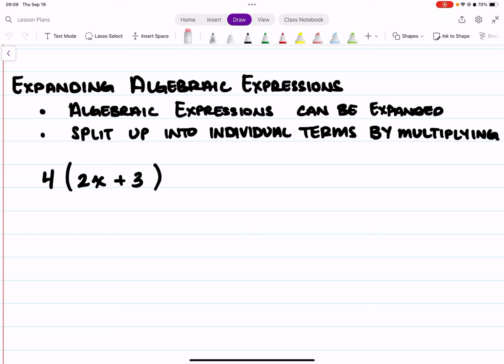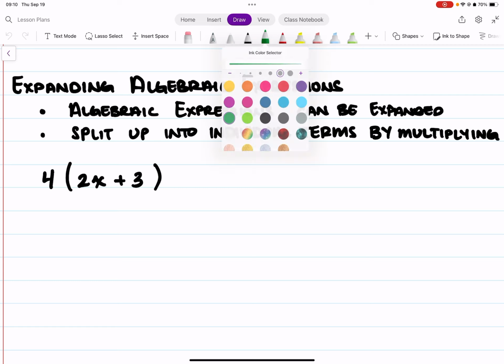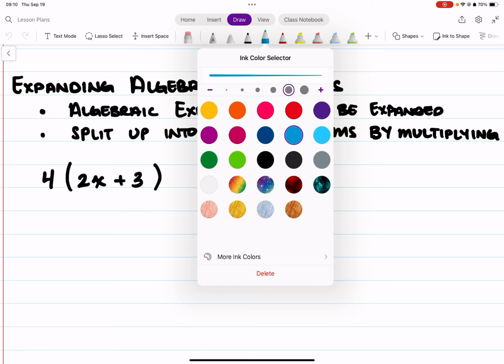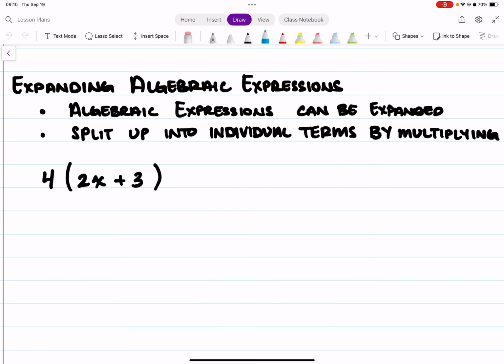All right, so when it comes to expanding algebraic expressions, first of all, we do want to emphasize that these algebraic expressions can be expanded. In other words, we could stretch it out. And how do we stretch it out? Well, we split them up into individual terms done by multiplication. So I'm going to show you how to do it first, and I'll briefly mention why we will do it after. I'll use another color here. Let's use the color blue. And that way we could label this.